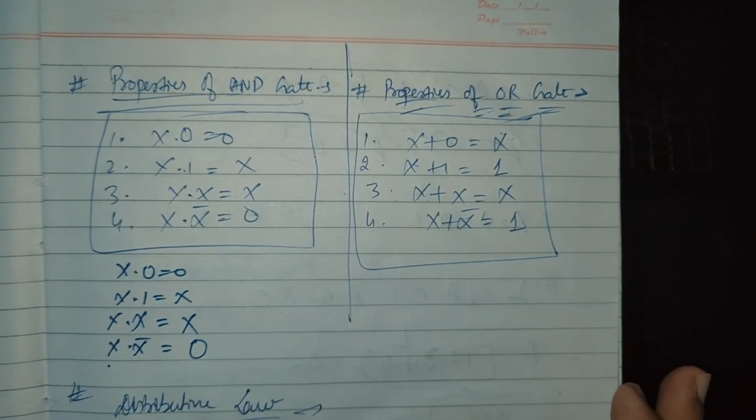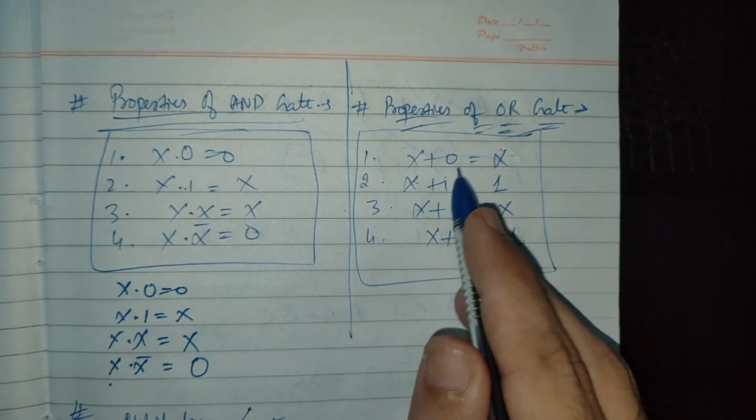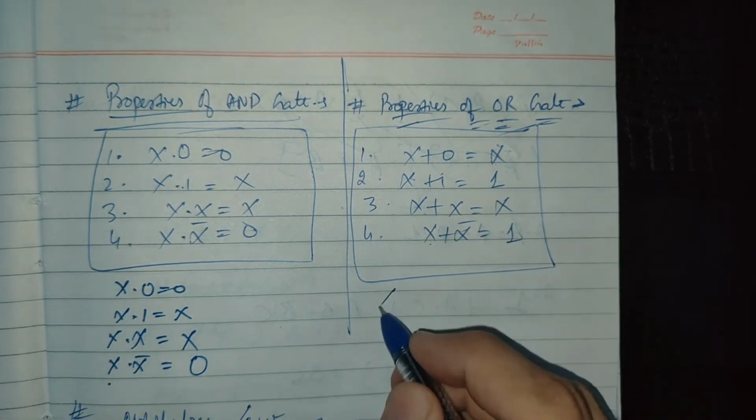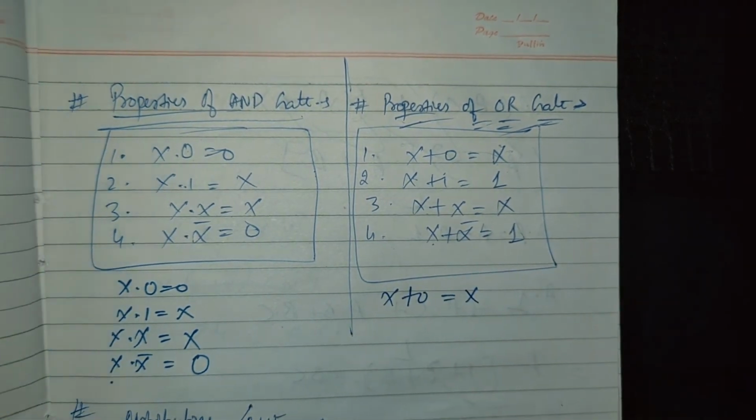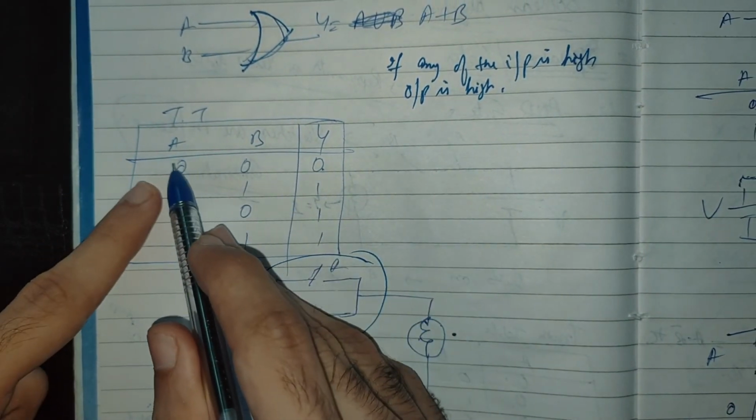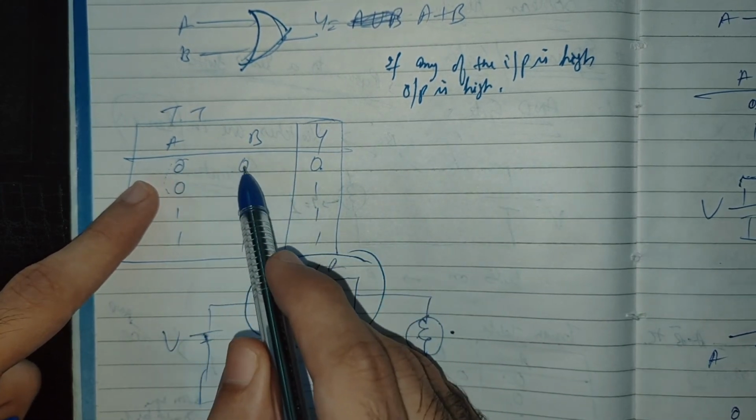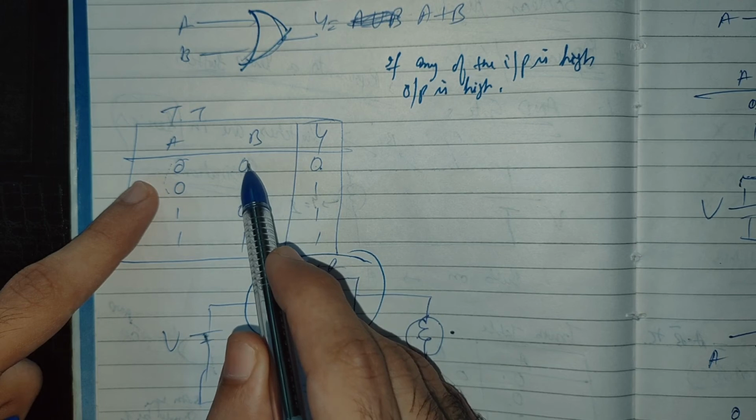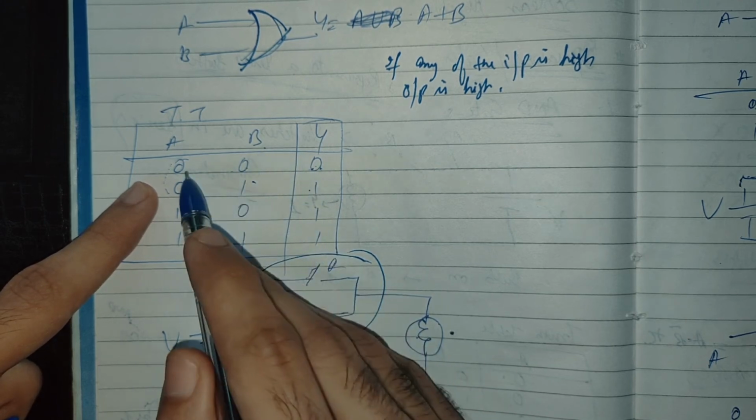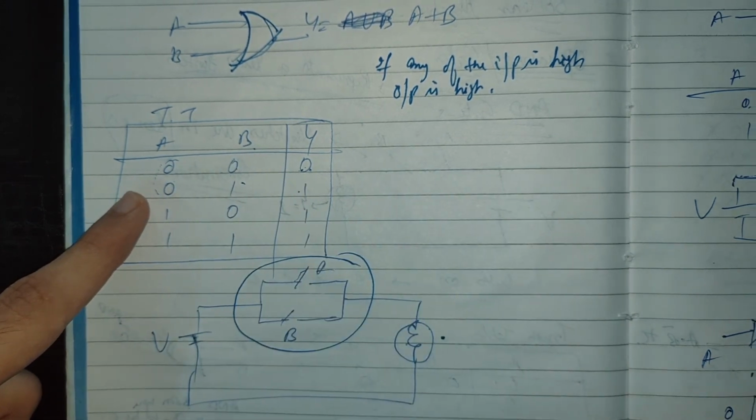Now come to the properties of the OR gate. x plus 0 is x, x plus 1 is 1, x plus x is x, x plus x bar is 1. x plus 0 is equal to x. We can see from the truth table of the OR gate, wherever one input is 0, then x plus 0, output is, suppose in this case b, 0, when b is 1, then 1. So x plus 0 would give as output x.